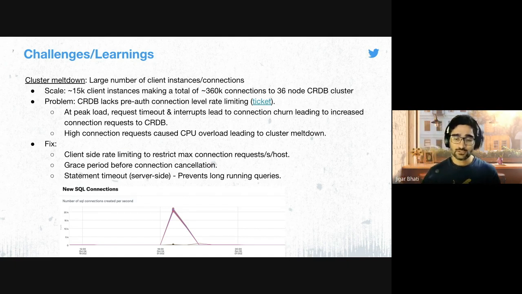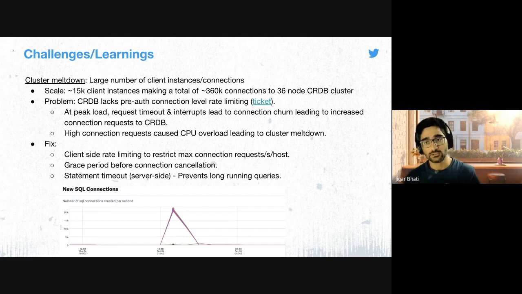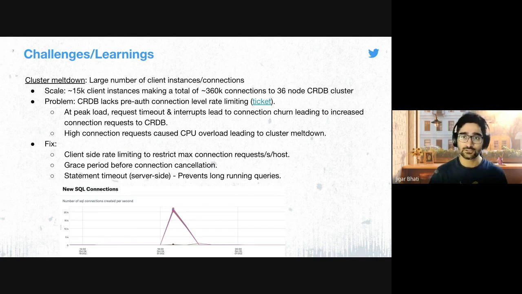Because of the sheer amount of connection scaling, at peak load, what we observed was that due to client-side interrupts or timeouts, those interrupts can cause the connections to be broken down and rebuilt, leading to connection churn with the CRDB server nodes. And because connection building is pretty expensive, the CRDB server nodes would see high CPU overload, ultimately leading to cluster meltdown and stability issues.